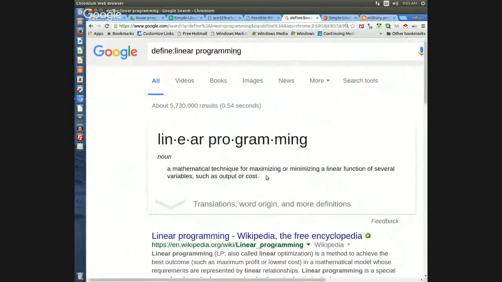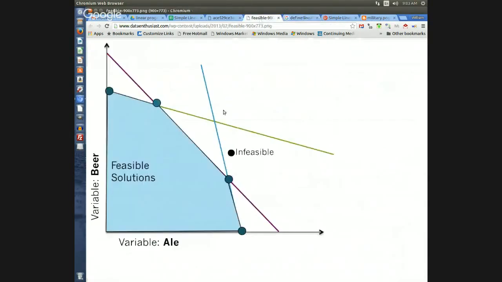Linear programming. What is linear programming? Basically, according to this definition, it's a mathematical technique for maximizing or minimizing a linear function of several variables, such as output or cost. So the thing is, it's basically using matrix algebra in an applied manner and finding the optimal solution.